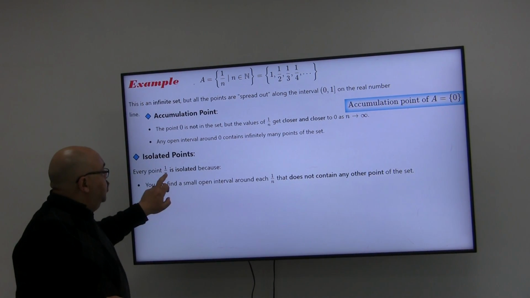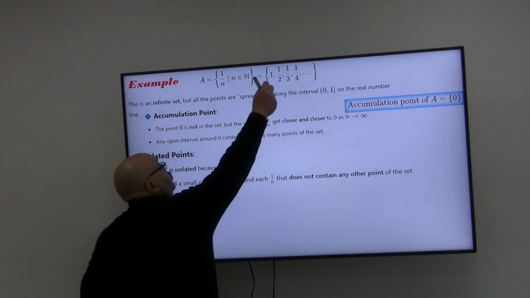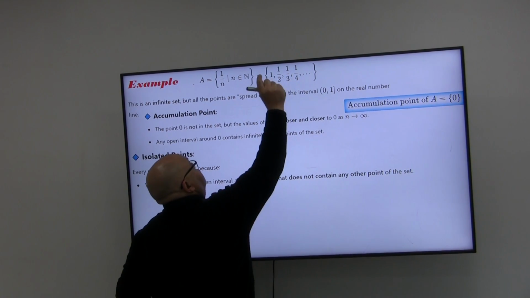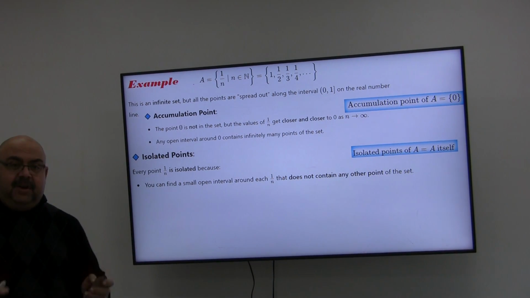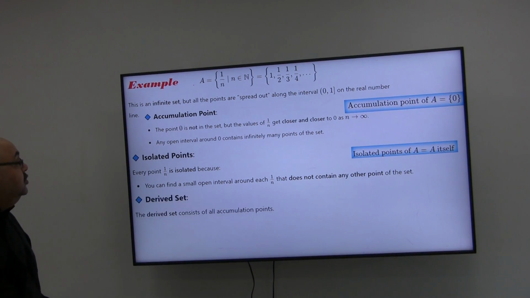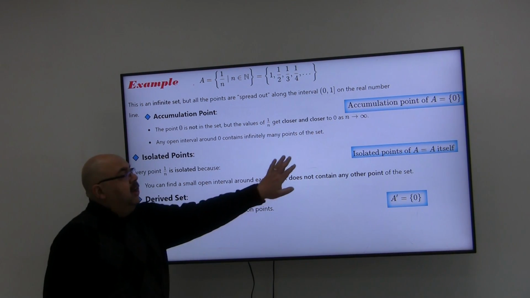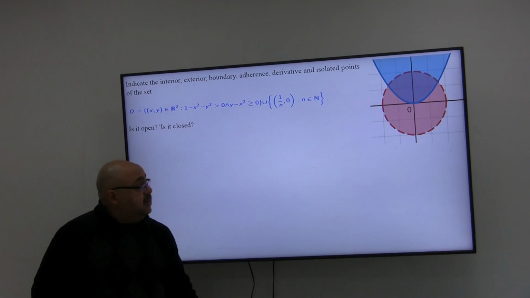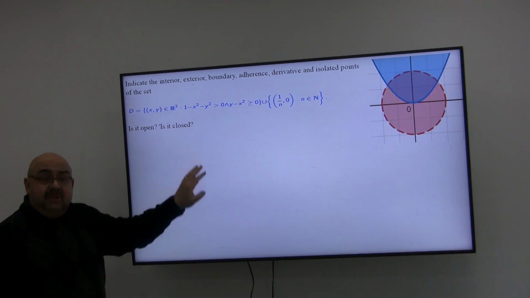The points 1 over n, all of them are isolated points, because around 1 over 2 I can draw an open ball with epsilon greater than 0 containing just 1 over 2 as the element, away from every other element. So the isolated point is A itself. The derived set is all the accumulation points. This set has one accumulation point, which is 0, so the derived set equals {0}. This is where you strengthen your idea about the problems in this part.